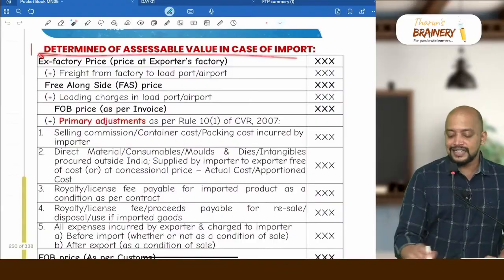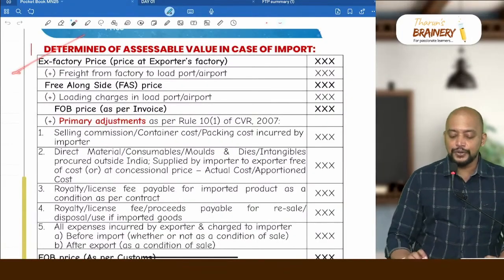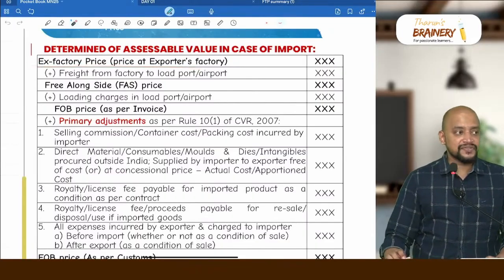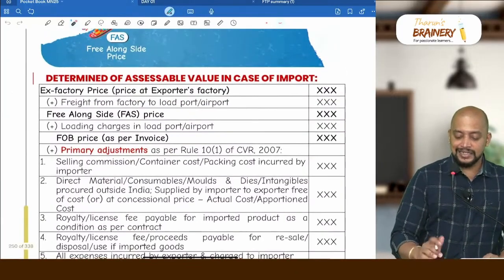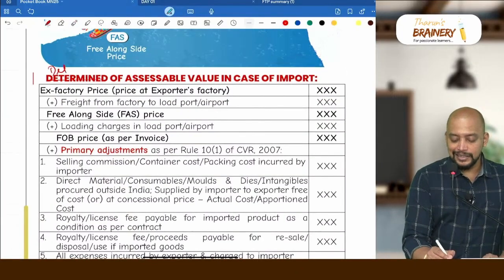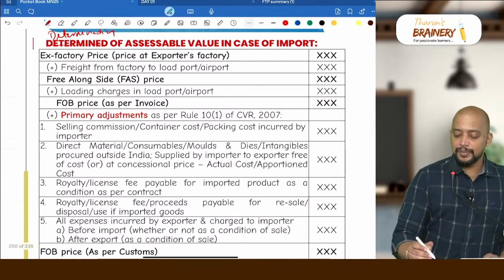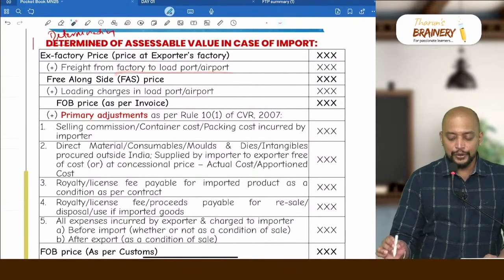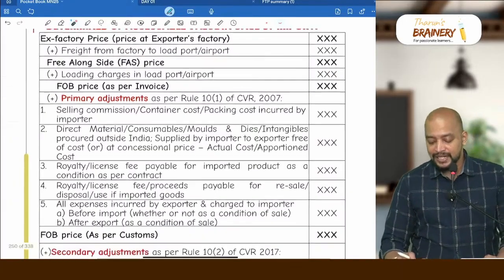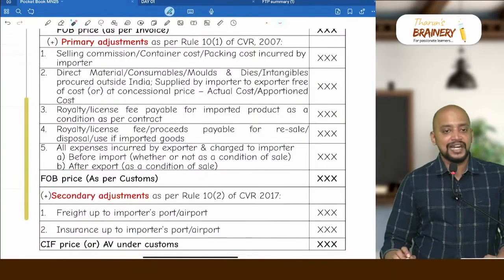You can see here the determination of assessable value in case of import. First we will take the ex factory price. What is ex factory price? The price at the exporter's factory, that we will take. And thereafter, determination of assessable value: ex factory price means price prevailing at the exporter's factory, add freight from factory to load airport or port, FAS, loading charges, FOB price. To that FOB price we need to make two adjustments, primary adjustments and secondary adjustments, then we will get the CIF price.